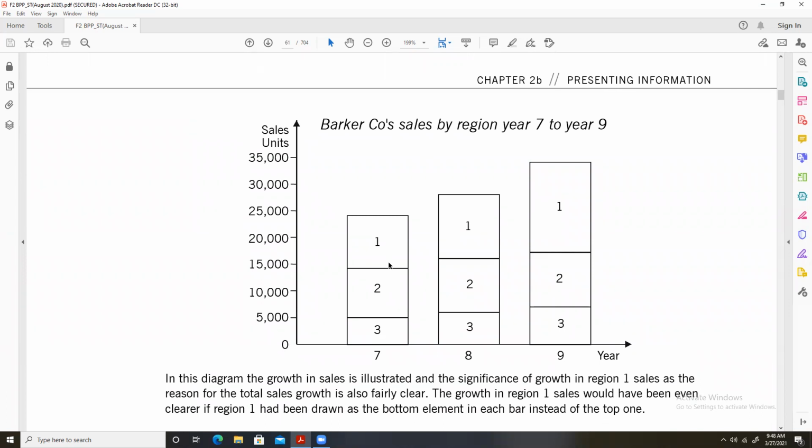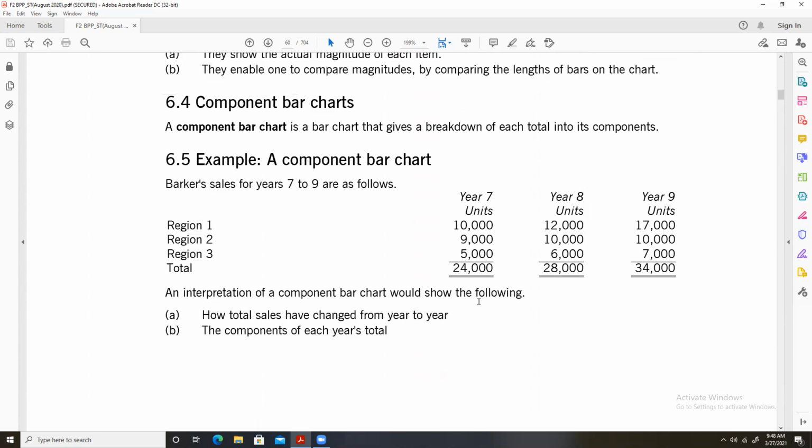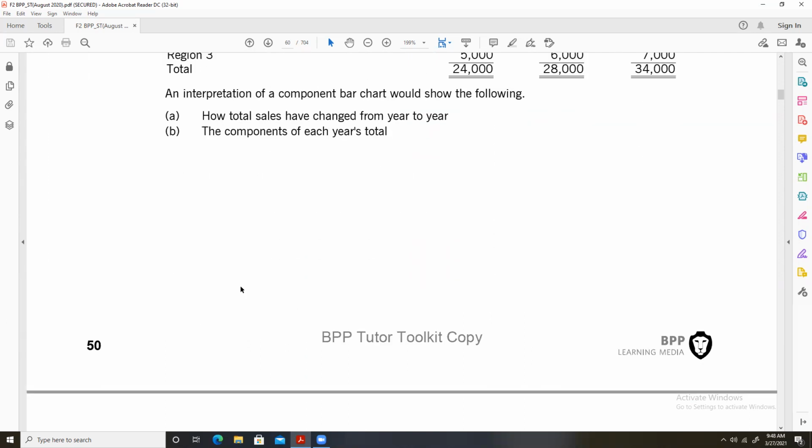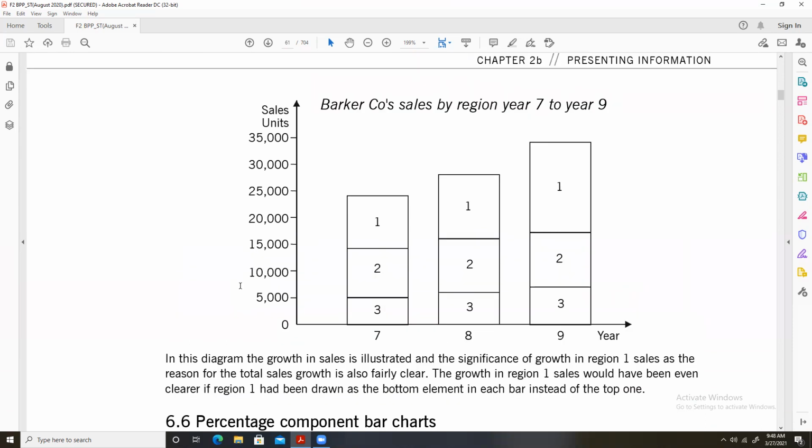This bar chart is divided into different components, three different components. Number one is for region one, number two is for region two, and number three is for region three. So this bar chart is showing the number of sales units sold in three different regions, region 1, 2, and 3.